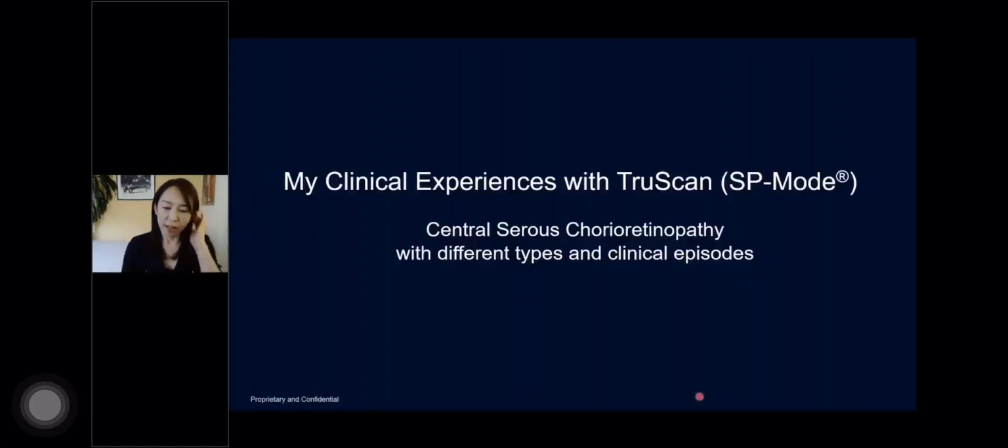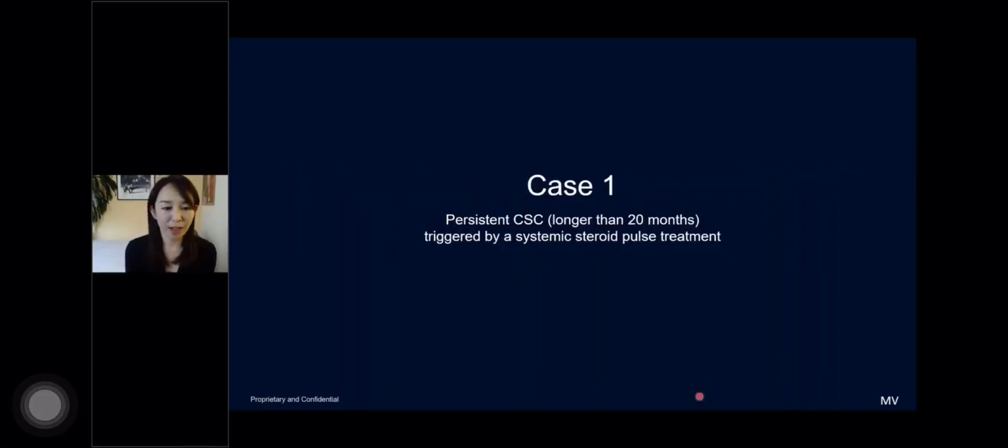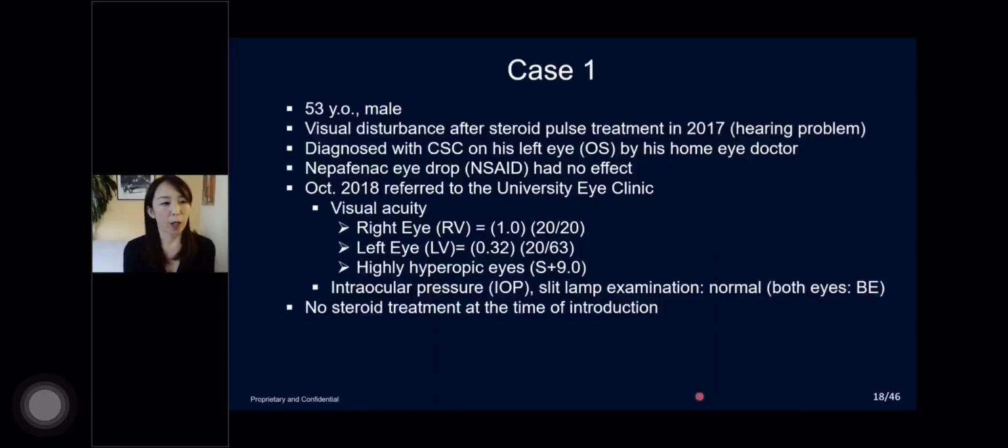Finally, I would like to introduce three different cases. I just prepared three cases with CSC with different types and clinical episodes. So let's start with case 1. Case 1 is a persistent case. This guy had it for longer than 20 months before he came to me. The patient is a 53-year-old male.